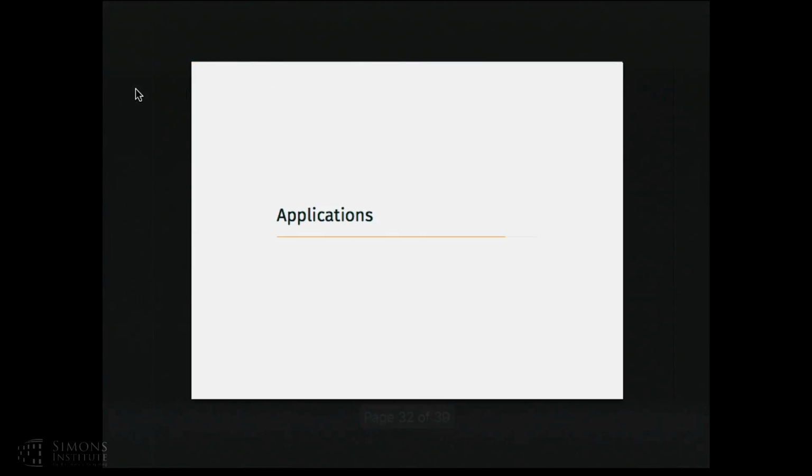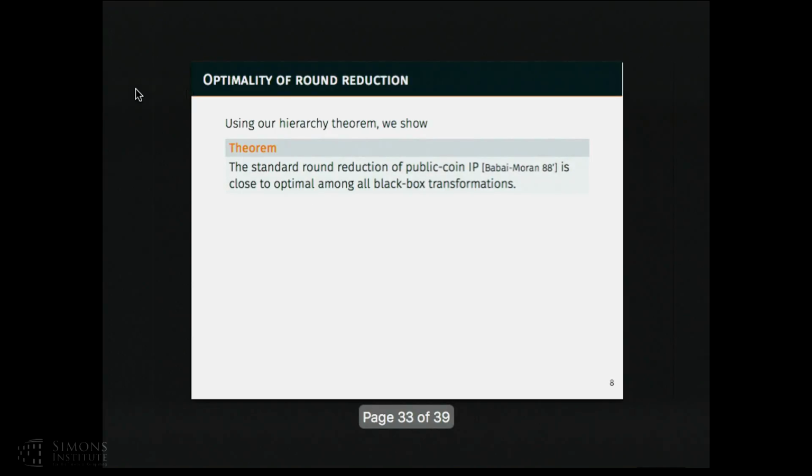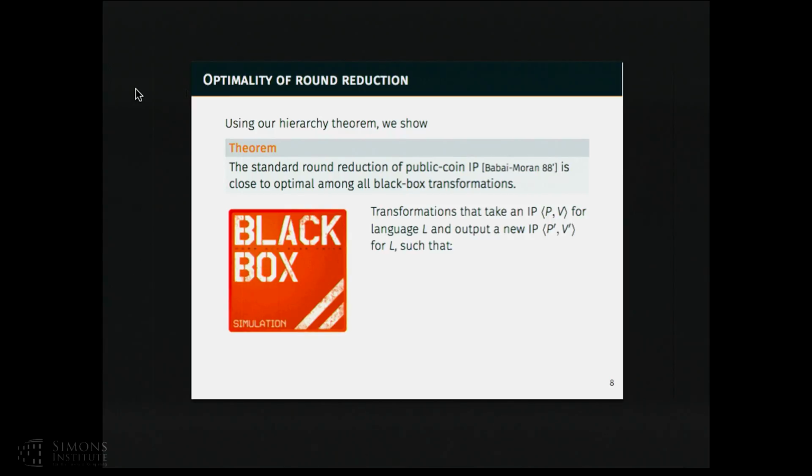Okay. Now for applications. One application that we can give is that we can show that the standard round reduction due to Babai and Moran is actually optimal among all black box transformations. So let me start by telling you what black box transformations are. Black box transformations take an interactive proof and create a new interactive proof, where the new verifier can only make oracle calls to the original verifier, and the new prover can only make oracle calls to the prover strategy and the verifier strategy.